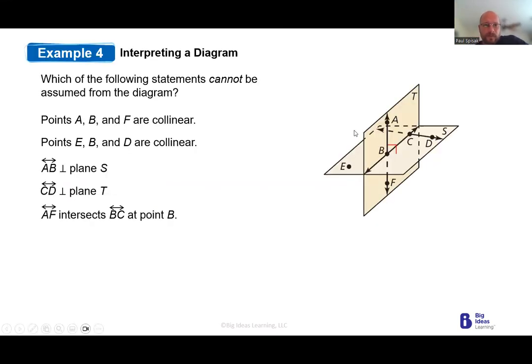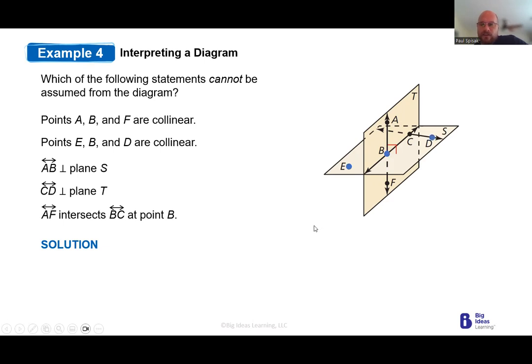Example 4: which of the following statements cannot be assumed from the diagram? So we have points A, B, and F are collinear. If we look at A, B, and F, they're all on the same line, so they are collinear. So that's acceptable. Actually, I think it shows the steps here, so let me go through them. A, B, F, that's from the first one. They're on the same line, so they are collinear. Then we have points E, B, and D.